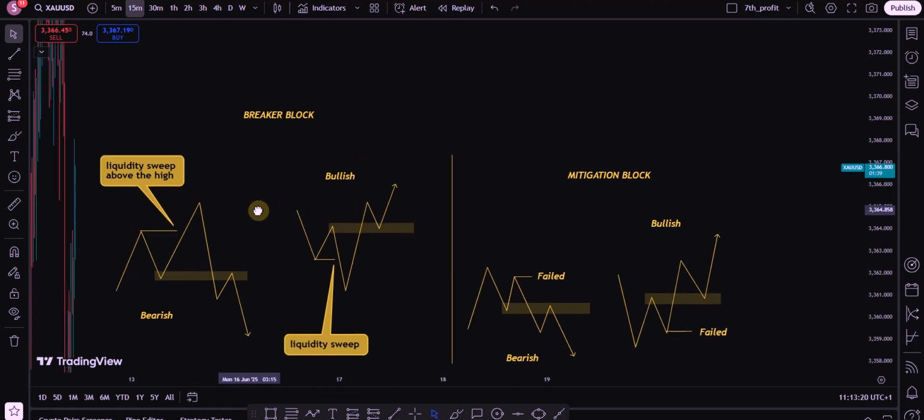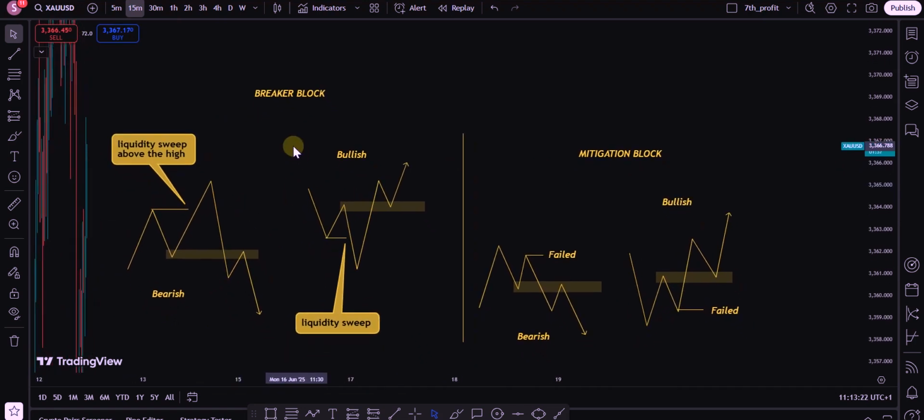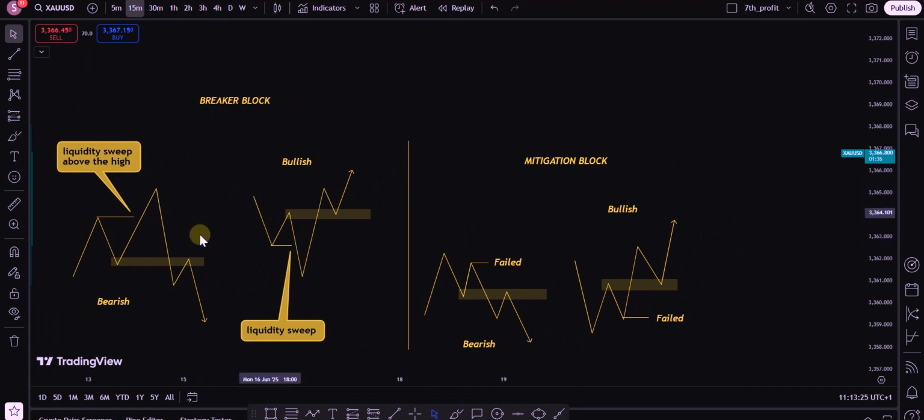Good. Now, when we want to trade a breaker block, we need to follow some steps. The first thing you are going to identify is your swing high and low. As you can see, here is my swing low, and we have a swing high, right?